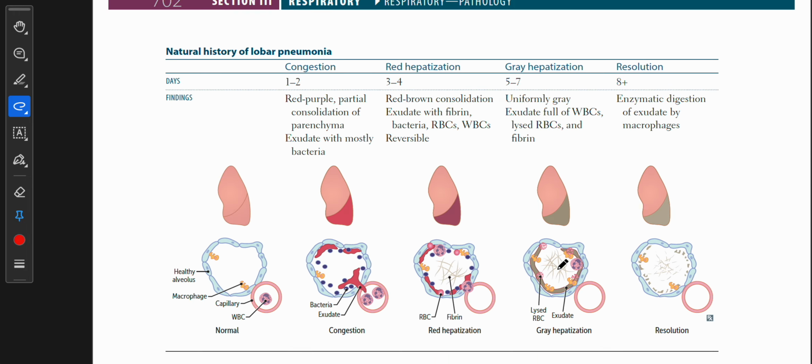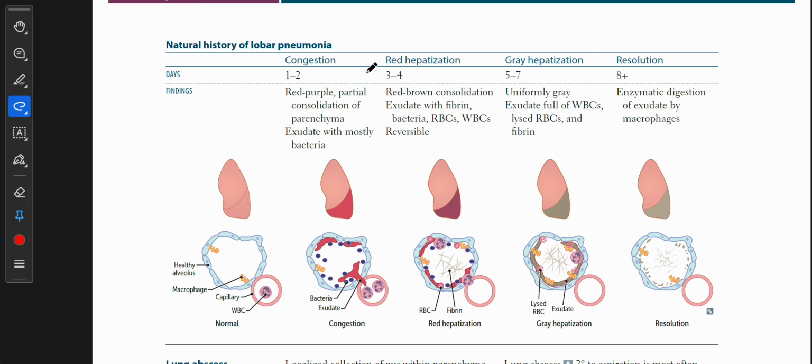Now we'll talk about the natural history of lobar pneumonia. There are 4 stages: congestion, red hepatization, gray hepatization, and resolution. In the first 1 to 2 days there is congestion. What is congestion actually? Congestion is the increase in blood flow, and that occurs because there is capillary infiltration. There is increased permeability of capillaries due to infection that leads to the leakage of protein-rich fluid, right? So the accumulation of exudate is causing congestion.